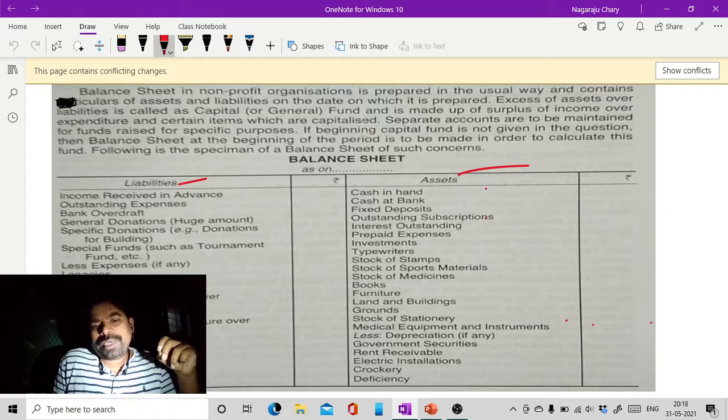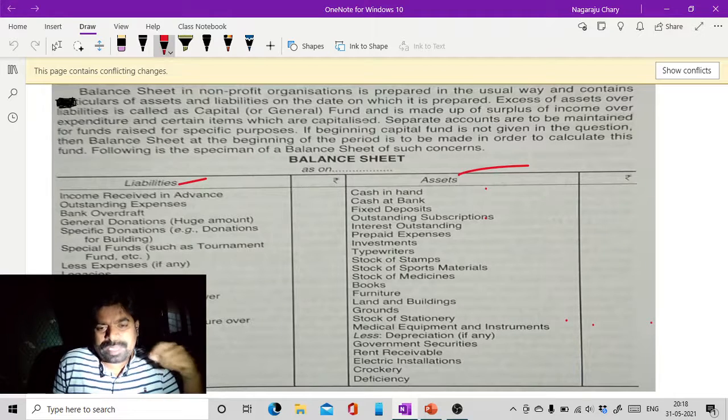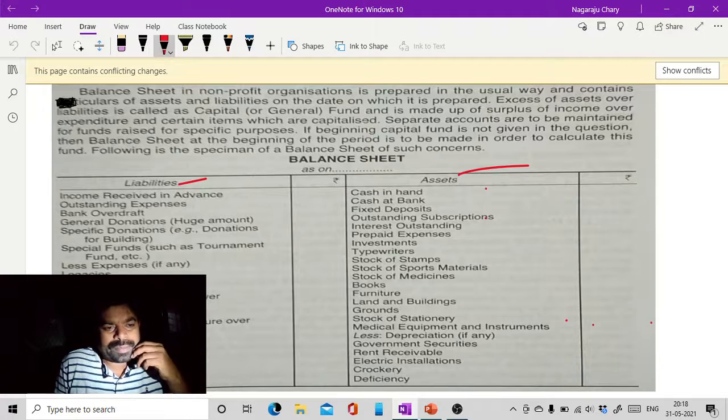So the assets may be fixed assets, maybe current assets, whatever it is. Those are to be recorded on the asset side. So this is the balance sheet. One more thing is special funds. If any special funds are there, that is to be recorded on the liability side. Okay, like donations and building funds.